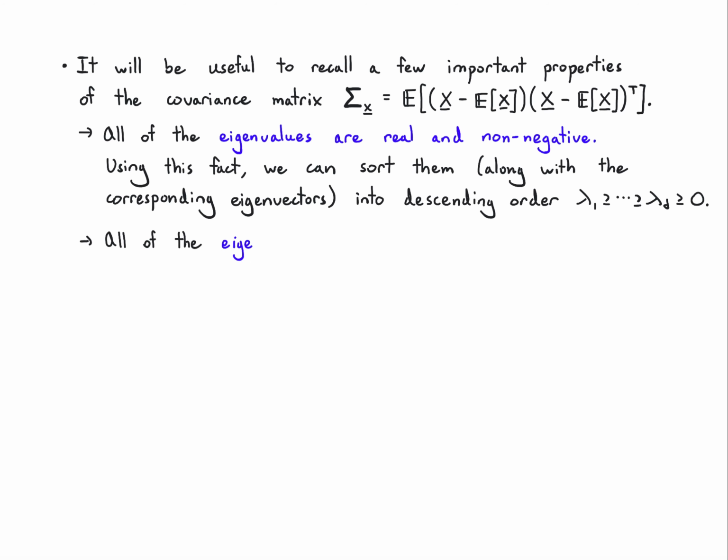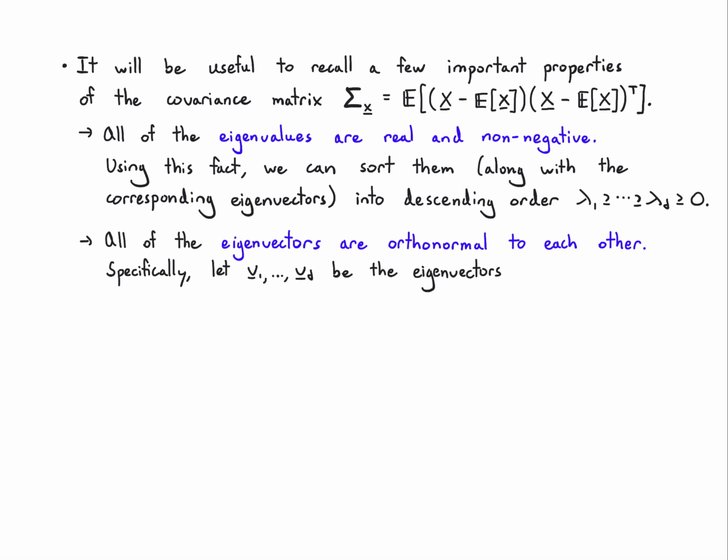The other property is that all of the eigenvectors of this covariance matrix are orthonormal to each other, meaning that if you give me two eigenvectors, let v1 through vd be the eigenvectors, and I take the inner product of two eigenvectors, I get 1 if it's the inner product of an eigenvector with itself, so vi transpose vi, and 0 otherwise, so vi transpose vj. So basically the eigenvectors form a kind of coordinate system for us.